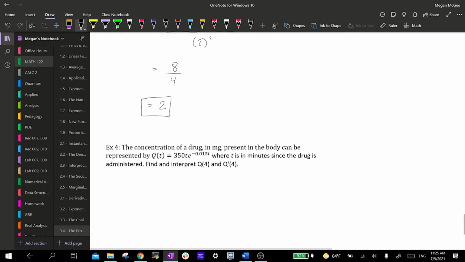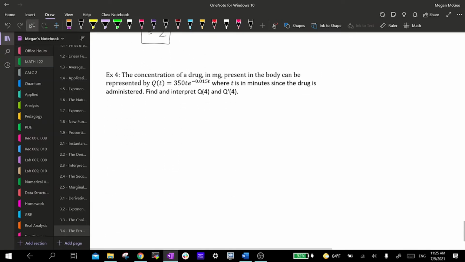Alright, so now we have example 4, which is our last example for today, talking about the concentration of a drug in milligrams, which is present in the body and can be represented by this function here. Alright, where t is in minutes since the drug is administered. So we're supposed to find and interpret q of 4 and q prime of 4.